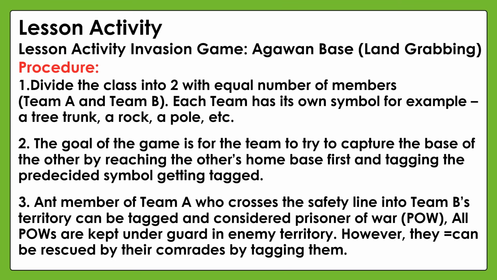Number 3, any member of Team A who crosses the safety line into Team B's territory can be tagged and considered prisoner of war or POW. All POWs are kept underground under guard in enemy territory. However, they can be rescued by their comrades by tagging them.